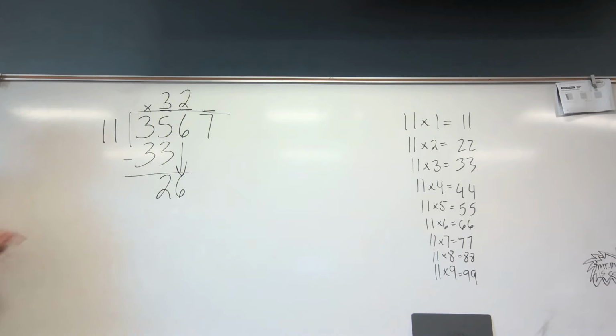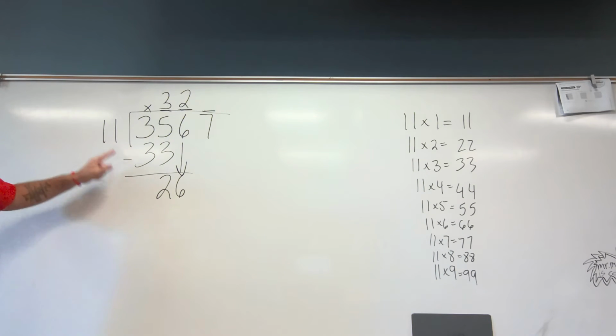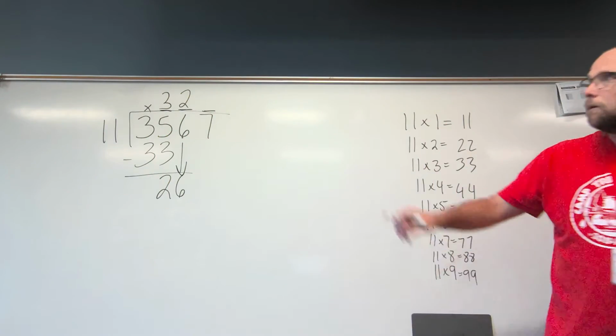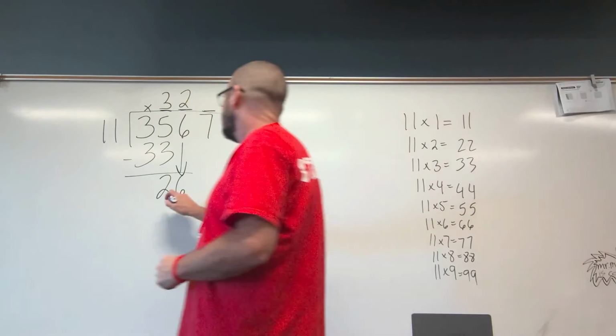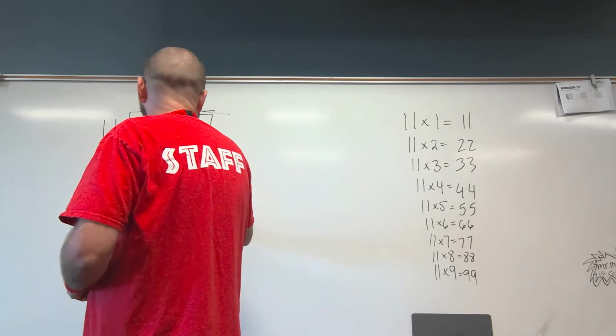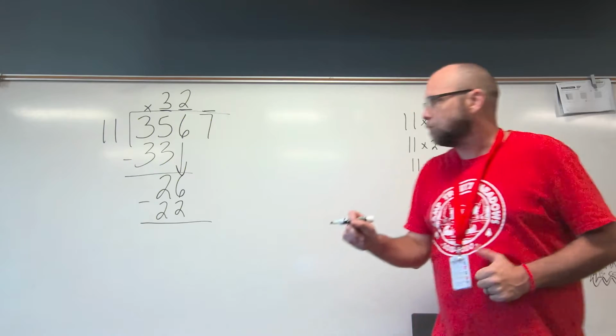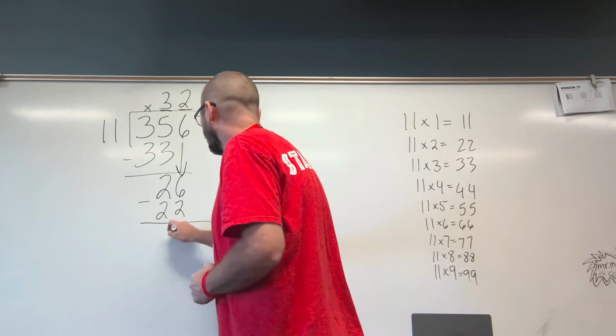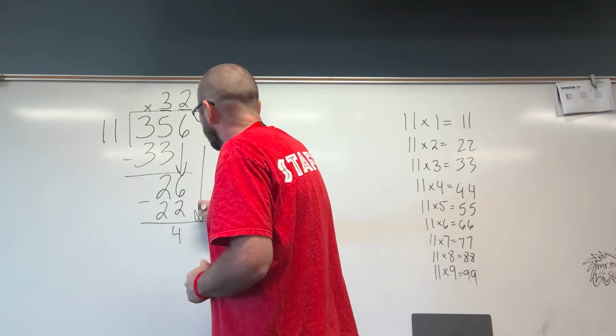Okay, so we have 26. Now I need to take 11 into 26. I already said it goes in 2 times. 2 times 11 is 22. Then I subtract again, find the difference between 26 and 22, which is 4. I bring down the 7.